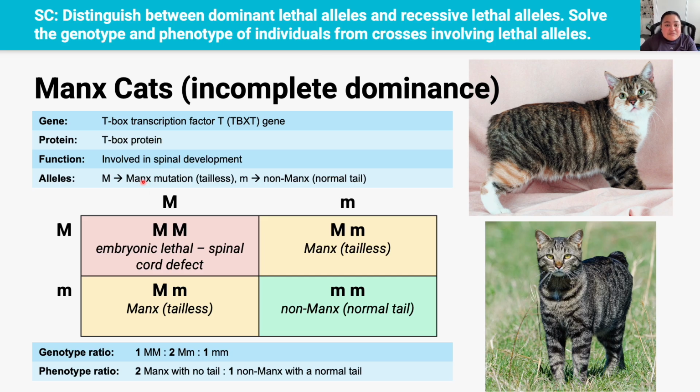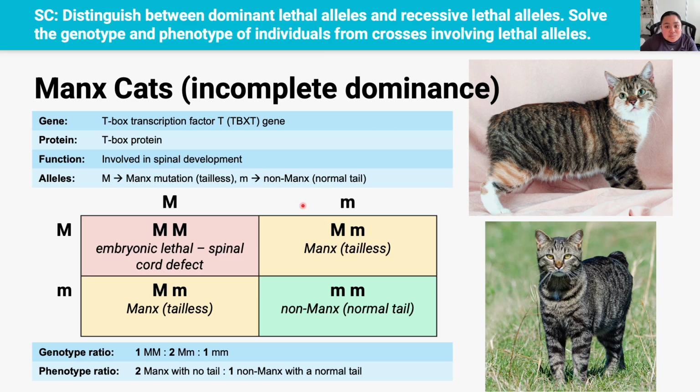There are two alleles for this TBXT gene, big M for the Manx mutation, and little m for the normal non-Manx allele. A Manx cat is a cat with no tail due to the heterozygous big M little m genotype for this T-box transcription factor gene.